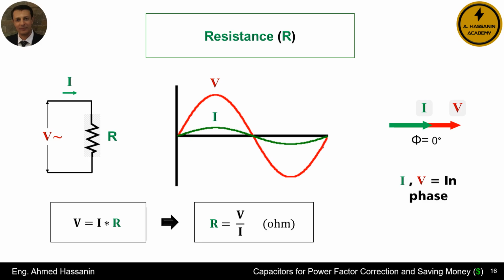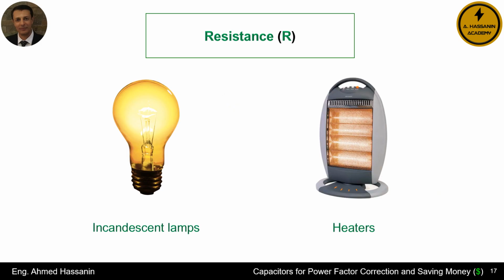So, we must understand that if the load is a pure resistance, then the current wave is a sine wave. The current wave has the same shape as the voltage wave. The current wave is in phase with the voltage wave. The most common examples of pure resistive loads are heaters and incandescent lamps.